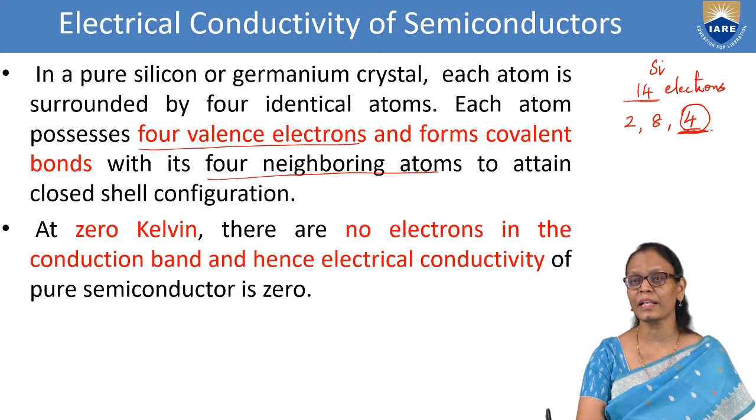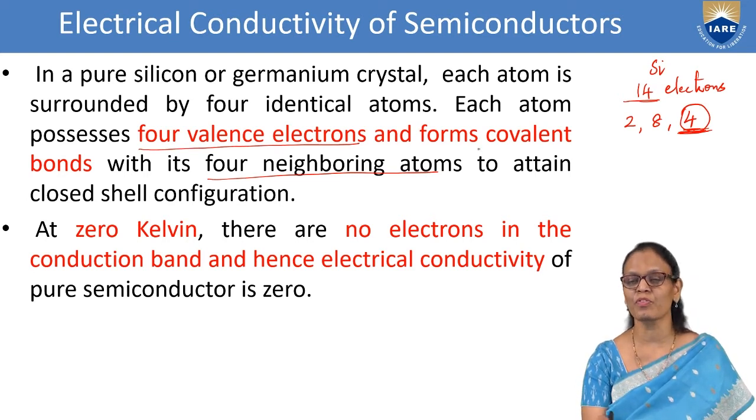It should contain 8 electrons in the outermost orbit, but it has only 4 electrons. With 4 electrons, it is unstable. So what is happening here is, it will form covalent bonds with the 4 neighboring atoms to attain closed shell configuration.